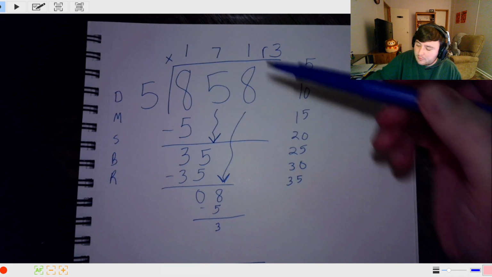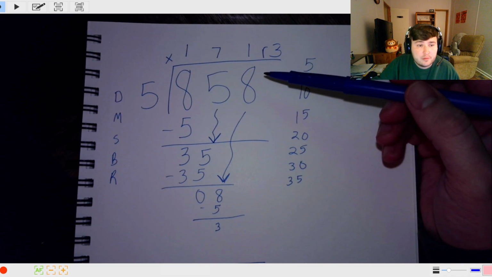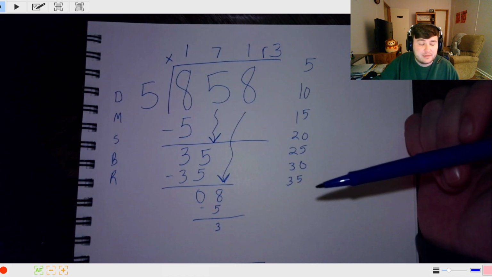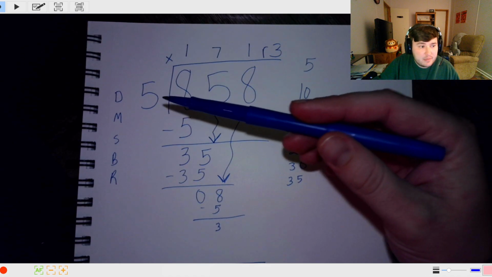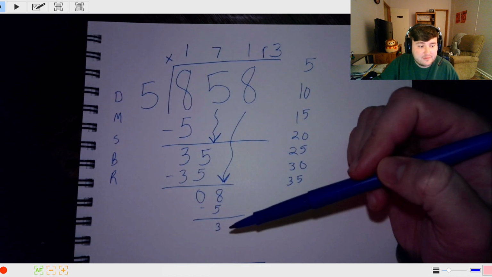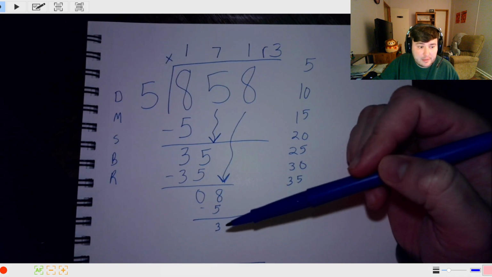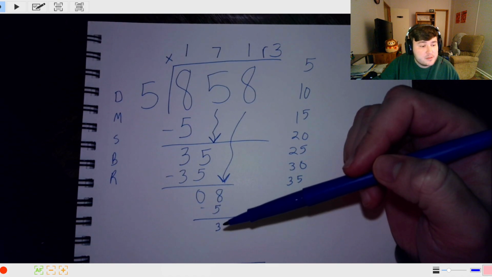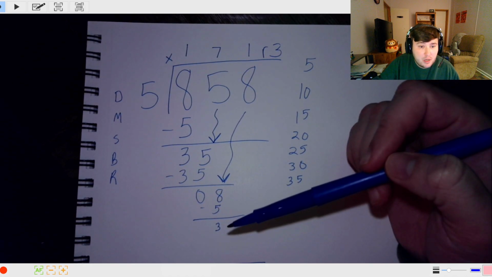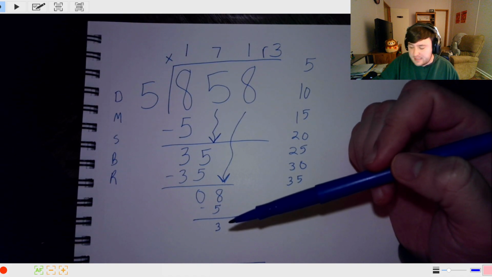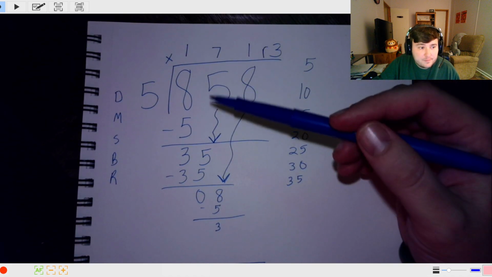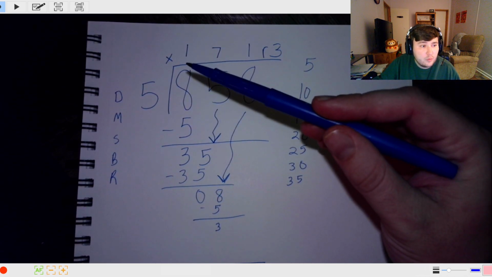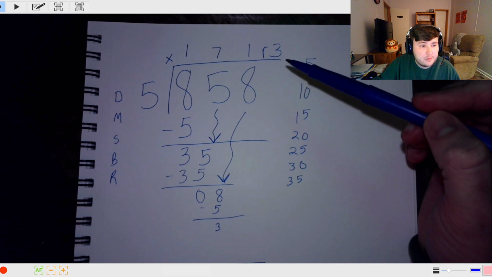Remember, if you have a remainder, it has to be smaller than what's called your divisor, the number on the outside, the number that we're dividing by. It can't be equal to or bigger. If I had a 5 or higher number right there, that means I can keep dividing. 3 is smaller, so there are no more groups of 5 that can be taken out. So the answer to this one, 858 divided by 5 equals 171, remainder 3.